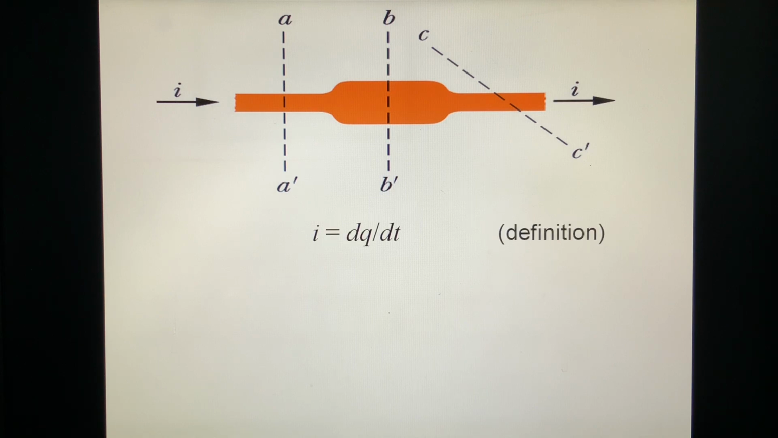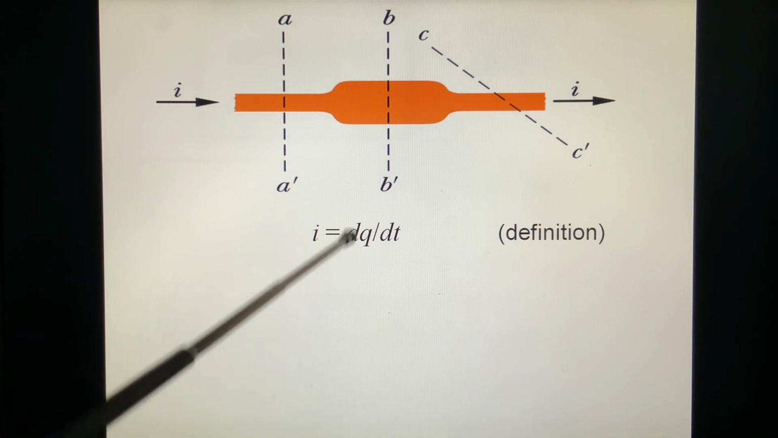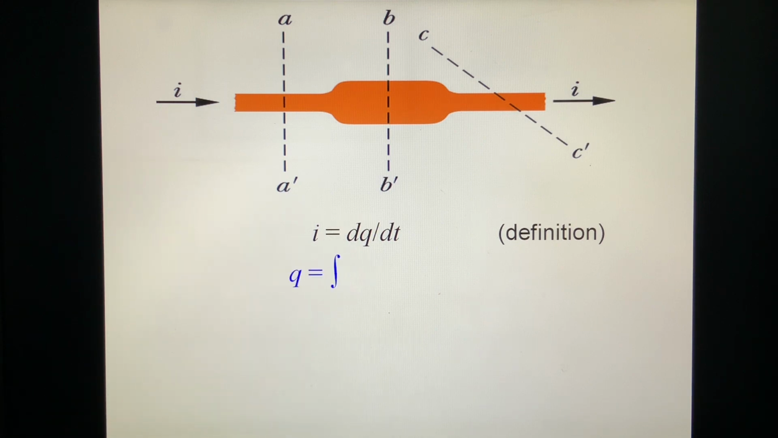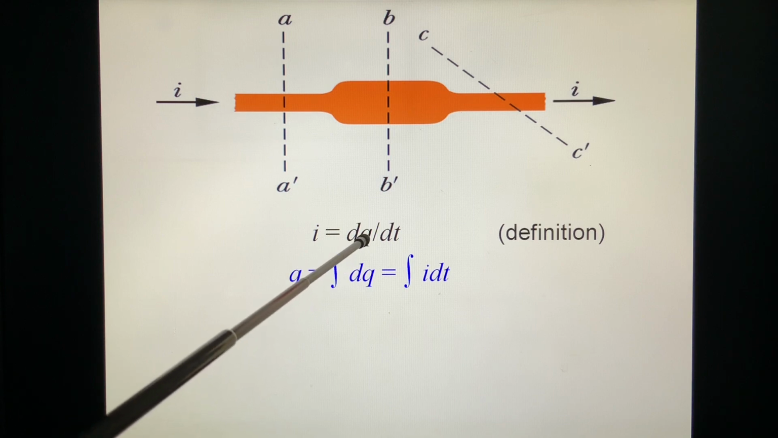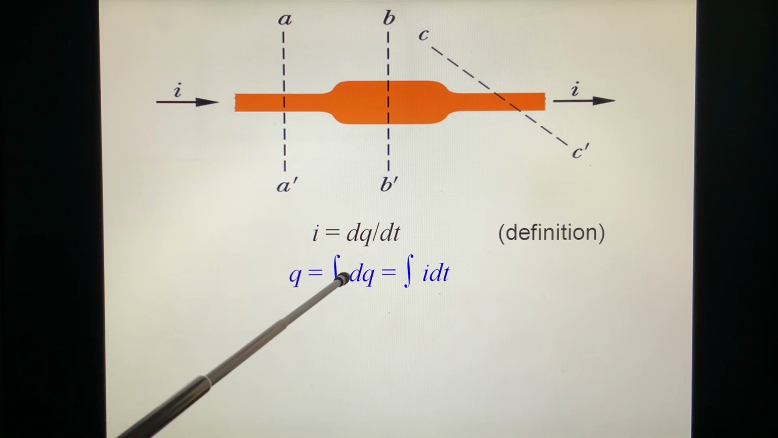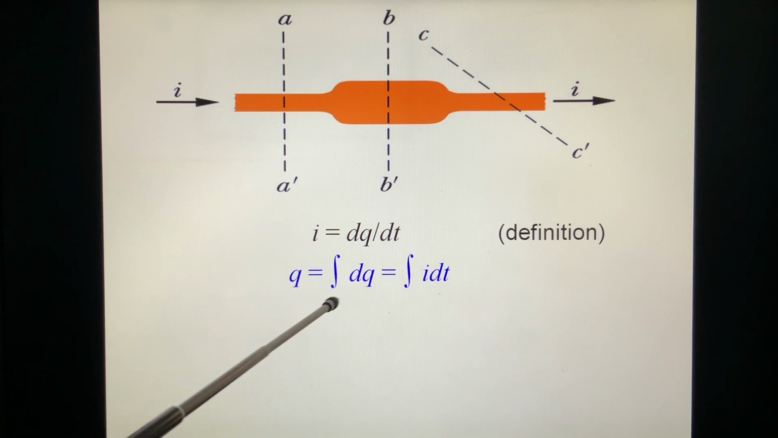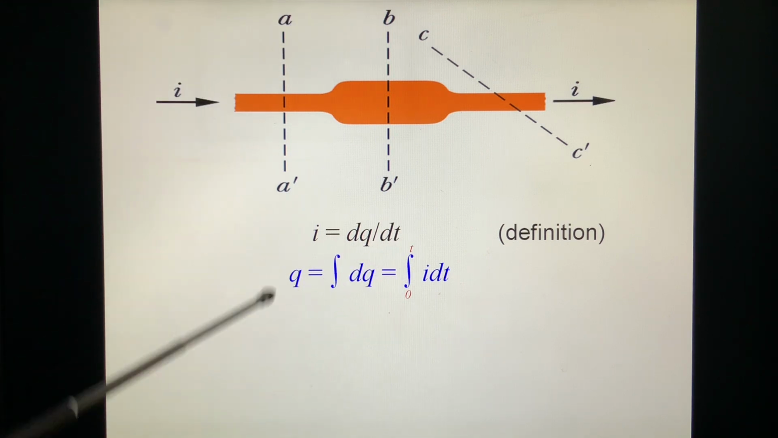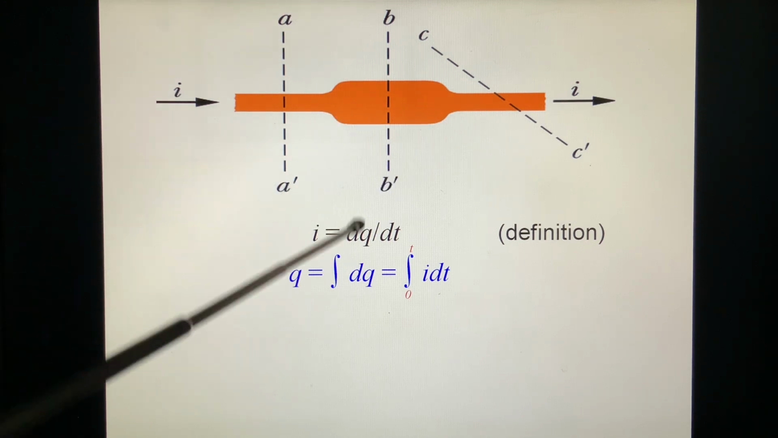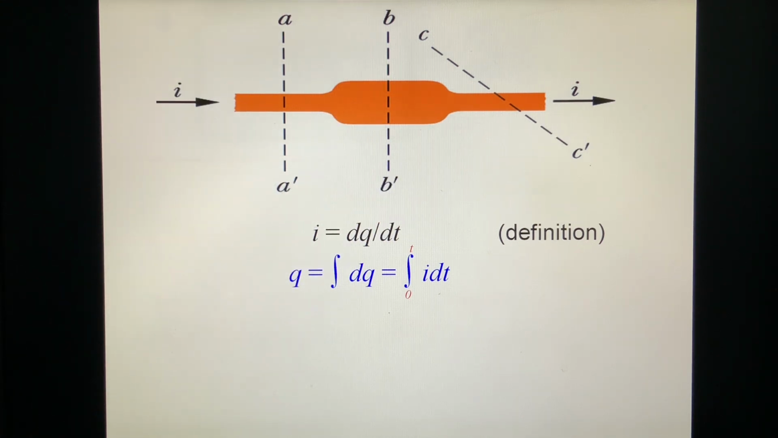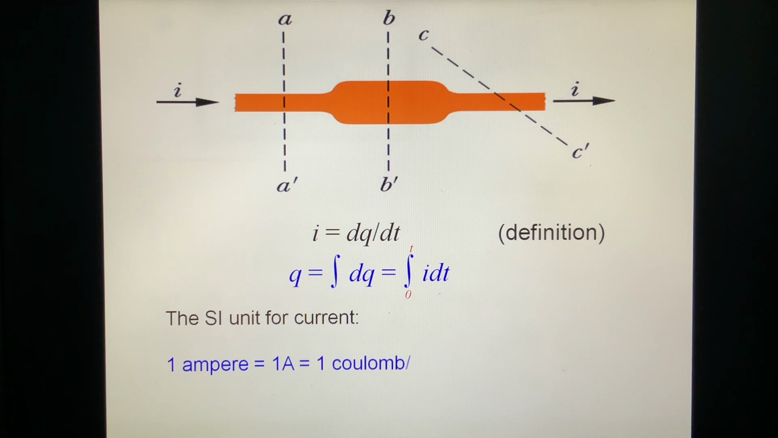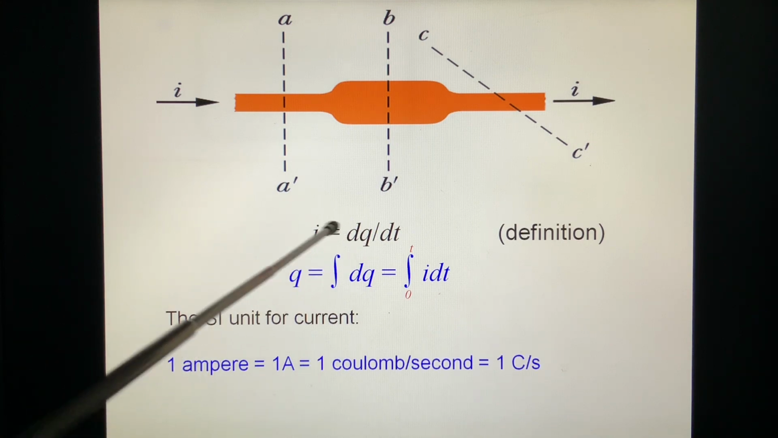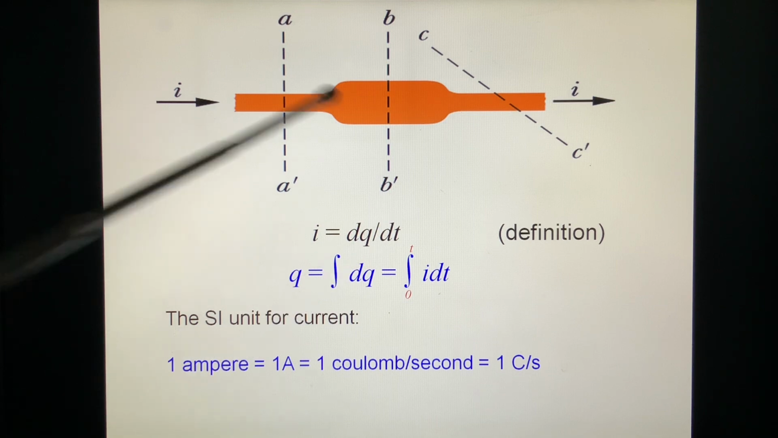Now we define the current. I = dq/dt, as the definition. So from this we move dt over here, so dq equals I dt. We do the integration and we get q. What does this mean? This is from time 0 to t: how much charge passes through the cross section of this wire? A, A prime, B, B prime, C, C prime, they're all the same, Q. The metric unit for current is the ampere. 1 ampere equals 1 coulomb per second.